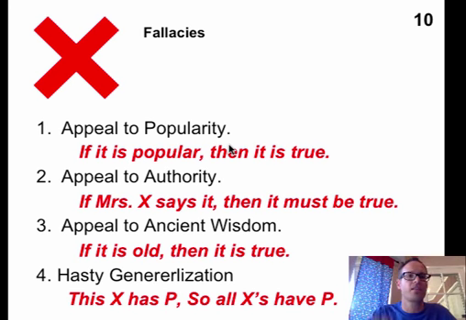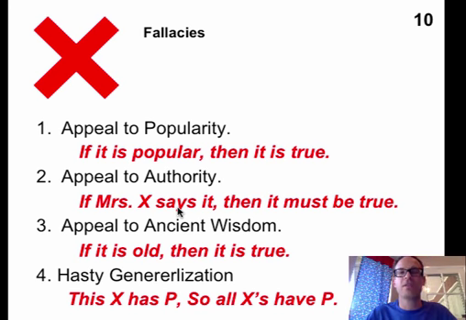Lots of people used to think that the world was flat, but that didn't make the world flat. You can't look at what's popular and use that as a measuring stick for what's true. Popularity and truth are two different things, but people often treat them as the same thing. The second thing is called an appeal to authority.